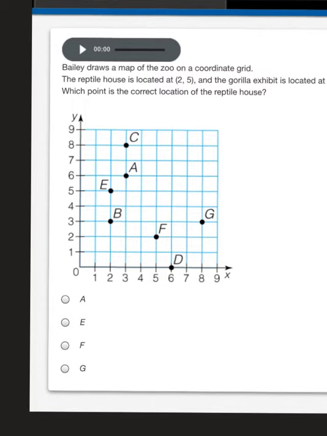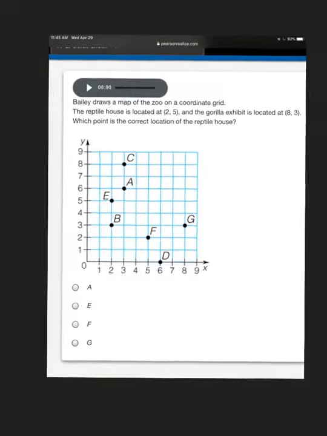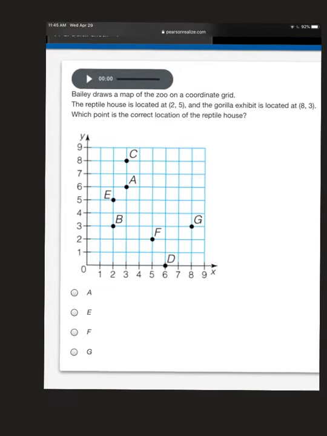Okay, so the first question up here says, Bailey draws a map of the zoo on a coordinate grid. The reptile house is located at 2.5 and the gorilla is located at 8.3. What is the correct point of the reptile house? Okay, so remember, we're looking at 2.5, right?